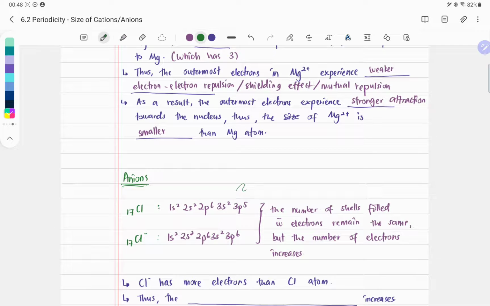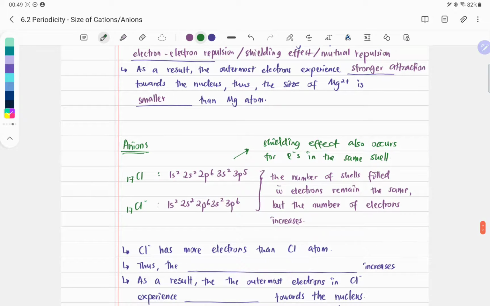So shielding effect also occurs for electrons in the same shell. Jadi kalau kita ingat balik, shielding effect juga berlaku bukan antara shell sahaja, tapi dia juga berlaku untuk electrons yang ada dekat dalam shell yang sama. So kalau kita tengok dekat sini, 3s, 3p ni ada 7 electrons kan, so dia ada shielding effect. Kita tambah satu lagi elektron, dah tentunya shielding effect dia makin kuat.